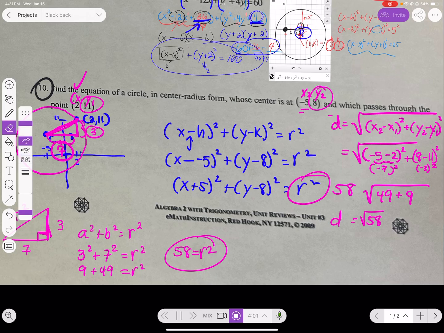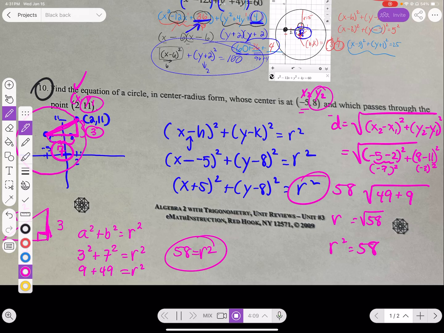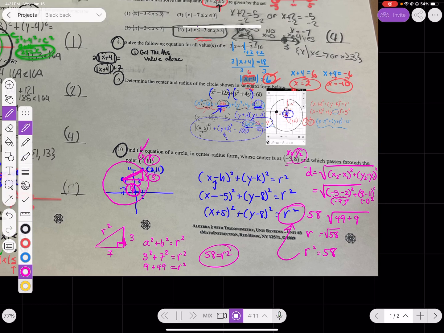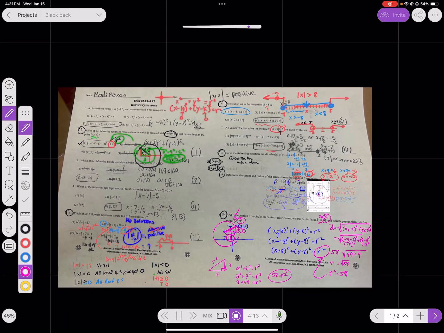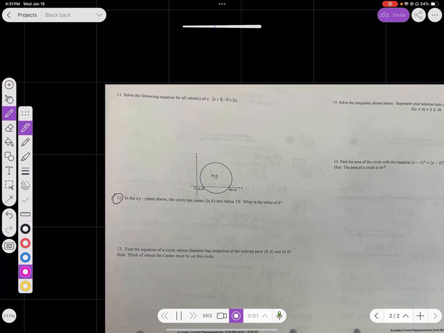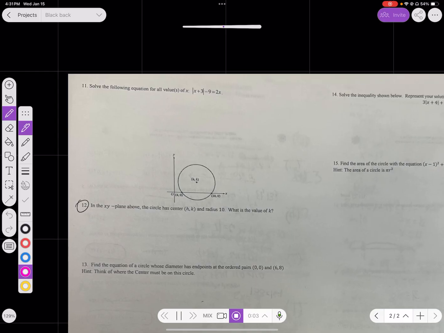And that's my r. That's the distance between the center of the circle and the point. But I want r squared, which is then 58. And so you can see we get the exact same result. All right, there we go. And just a few on this side, I think. I don't know why I didn't circle the rest of these things.